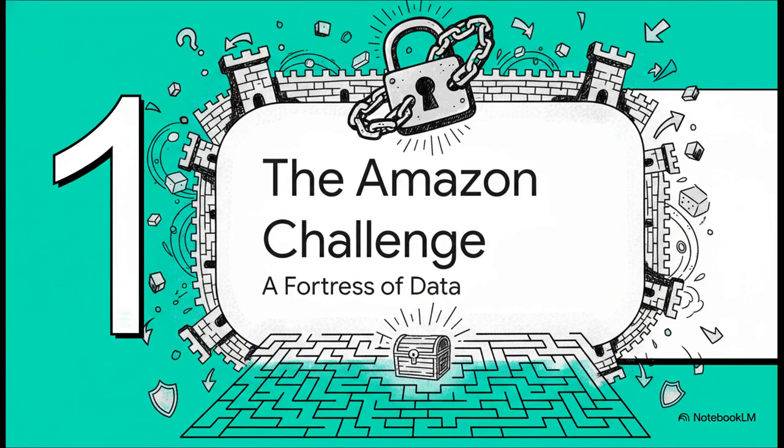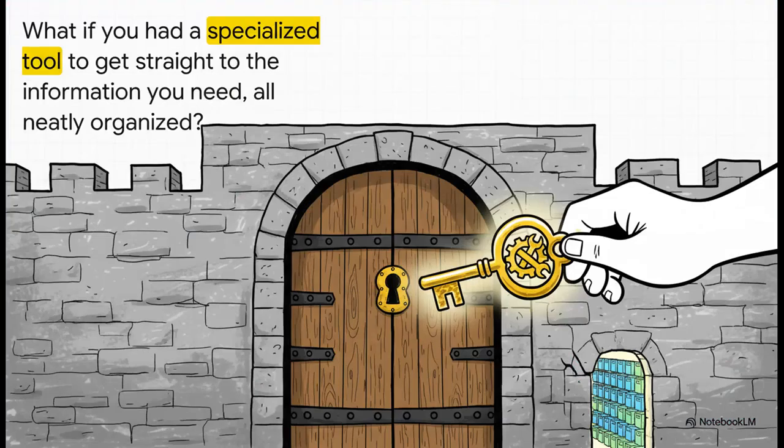Okay, let's kick things off with the big one, the Amazon Data Challenge. You have to understand, Amazon's data is this giant living ecosystem that is constantly being defended. The value in there is just immense, but so are the walls they've built around it. But what if you didn't have to break down the walls? What if you had a specialized key that just let you walk right in and get the information you need, all neatly organized for you? Well, that's exactly where these dedicated automation tools come into play.